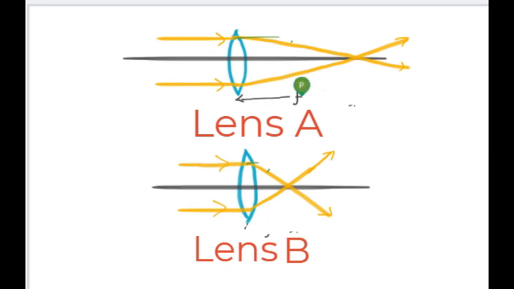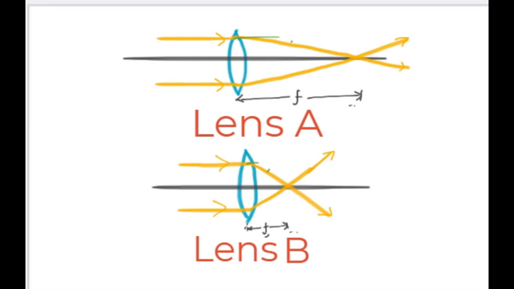This distance at which the light intersects at the principal axis is known as your focal length. And for your lens B, this is the distance of your focal length. So one difference you can notice is that lens A has a large focal length as compared to your lens B. Apart from this difference, can you see why there is a difference in this large and small focal length?